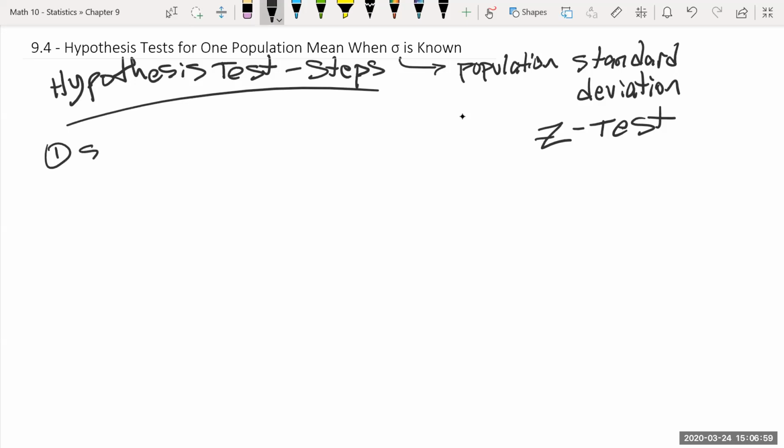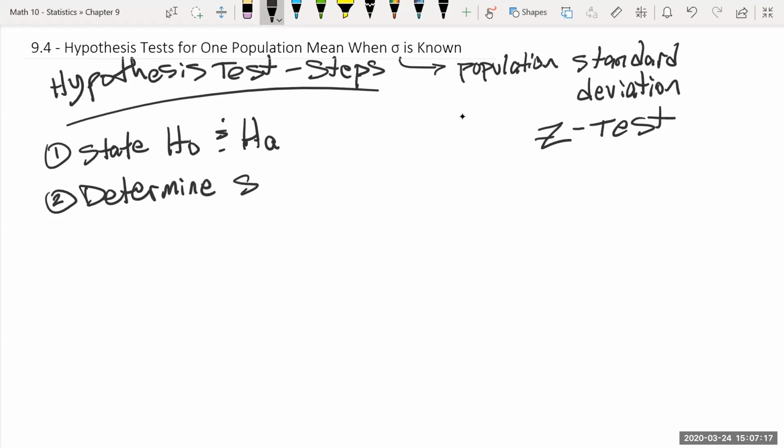First step, you always have to state your null hypothesis H sub 0 and your alternative hypothesis H sub A. All right, that's the first step. Always have to do it. Step 2, determine the significance level alpha.